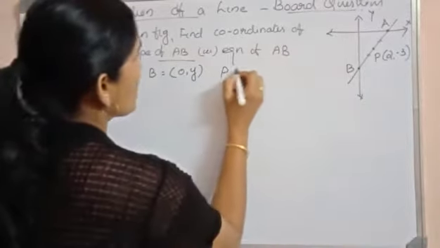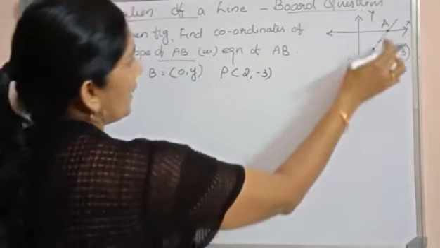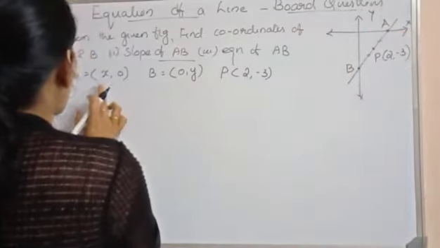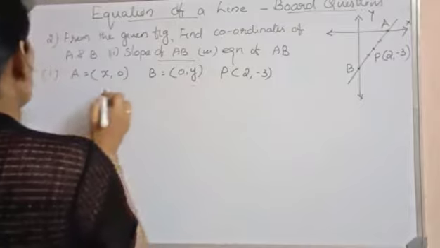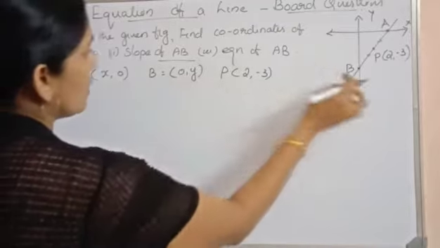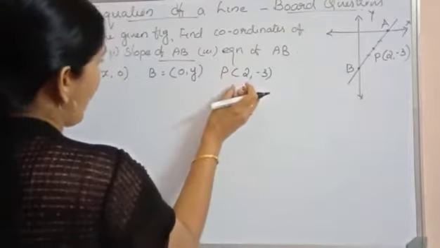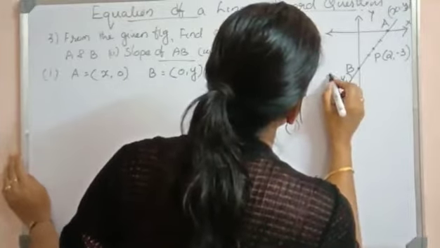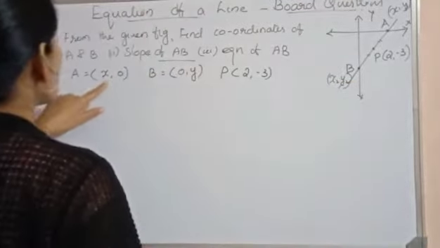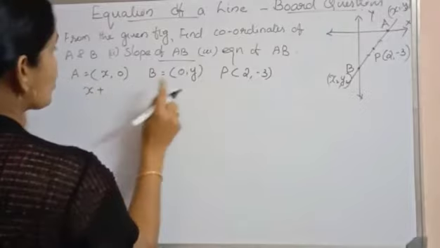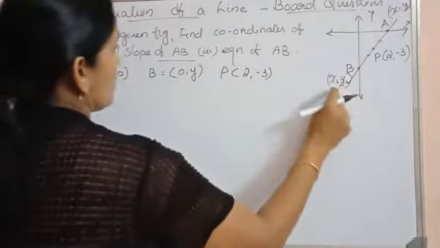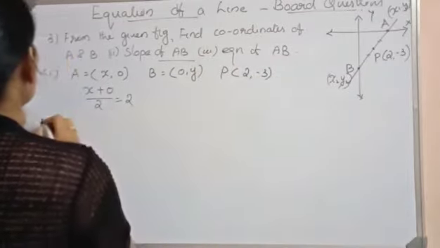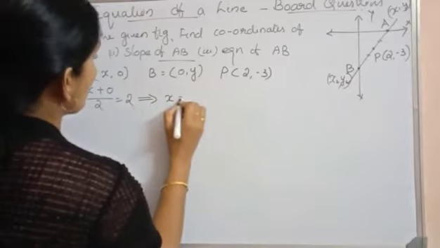And P is given as (2, minus 3). Also, P is the midpoint of AB. Then, by using the midpoint formula, we can find the x value as well as the y value. As per the midpoint formula, (x1 plus x2) by 2 is the x coordinate. Consider A as (x1, y1) and B as (x2, y2). Therefore, (x plus 0) divided by 2 is equal to the x value, that is 2 here. This implies x is equal to 4.